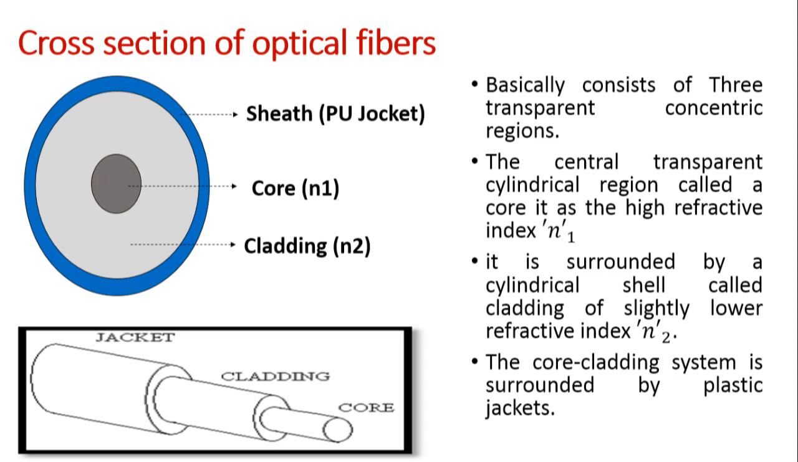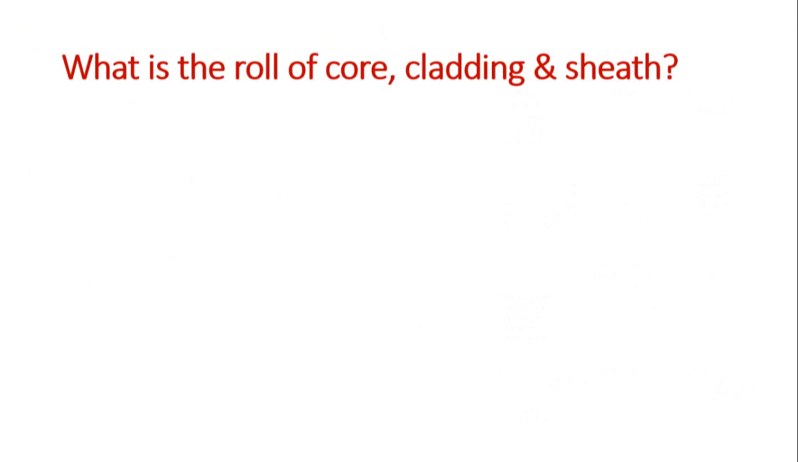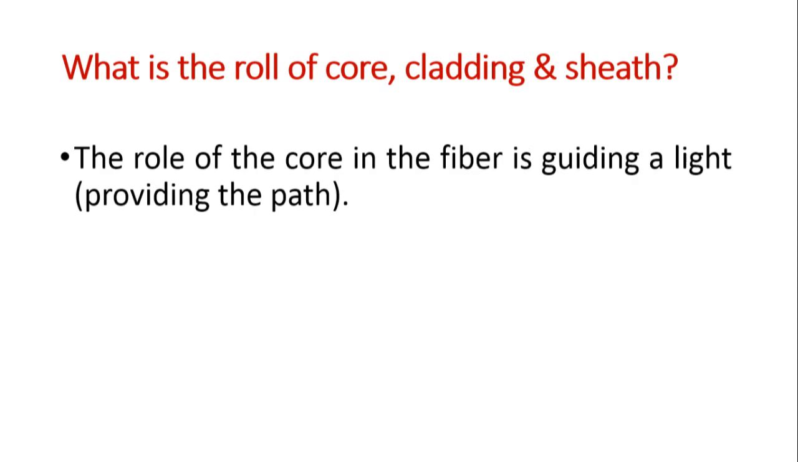And what will be the role of the different regions of the fiber in fiber communication? The roles are different. The first thing is, what is the role of core, cladding and sheath in a fiber? The first is core. Core is the higher refractive index region, and the main role of the core is that it guides the light and provides the path.